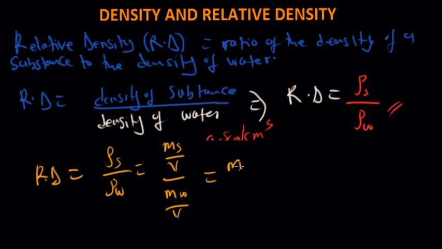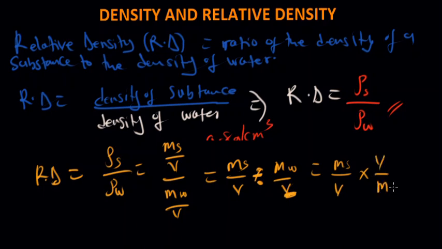So we have Ms over V divided by Mw over V. This will be equal to Ms over V times, so we have to reciprocate this side, and then we'll have V over Mw. So the volumes are always the same, so this will cancel. So we'll have mass of substance over mass of water.